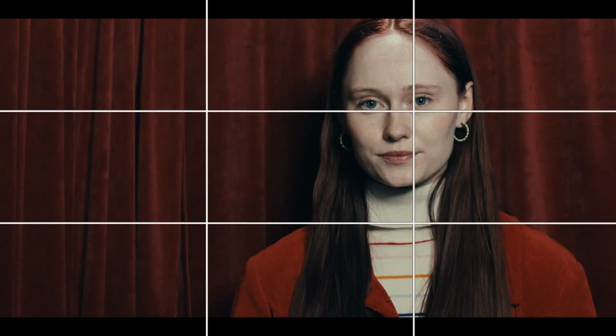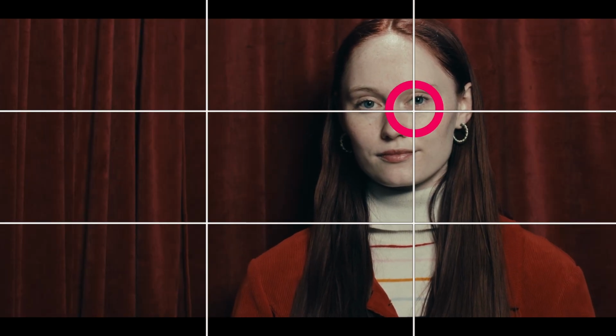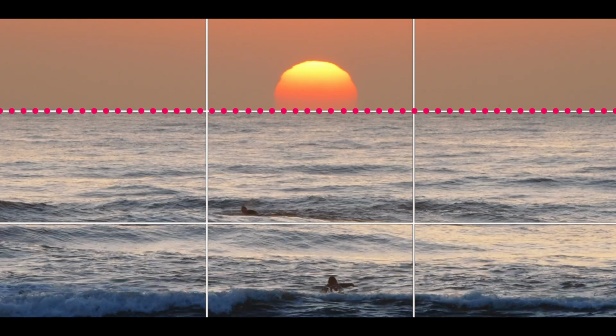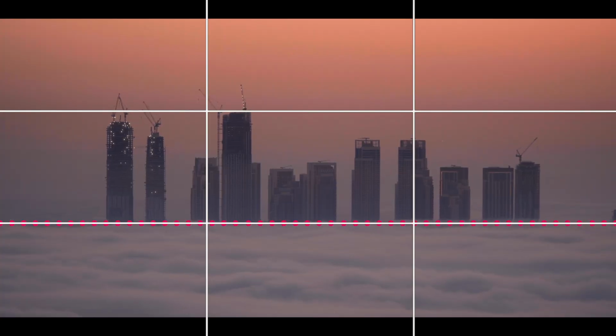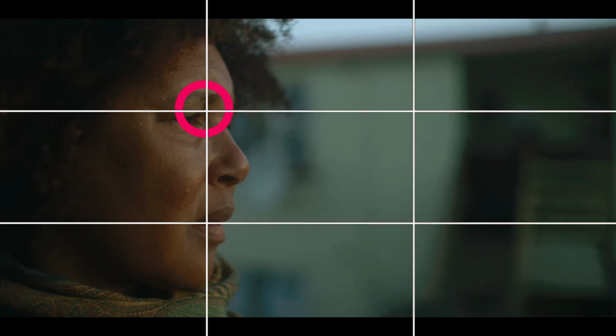First, let's talk about the rule of thirds. Imagine dividing your frame into a 3x3 grid. The intersections of these lines are powerful focal points for your subjects. For portraits, try placing the subject's eyes on one of these points. In landscapes, position the horizon along the upper or lower third. This simple technique can dramatically improve your shot composition.